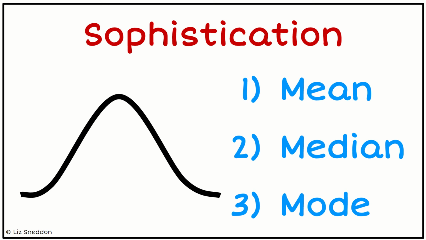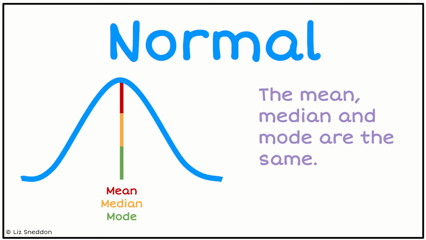In terms of complication and sophistication, the mean is the most sophisticated or complicated measurement, the median second, and the mode the third. So when we can, we prefer to use the most sophisticated measure we have available, but we do have certain conditions that we need to think about. So let's start by thinking about the shapes of our distributions.